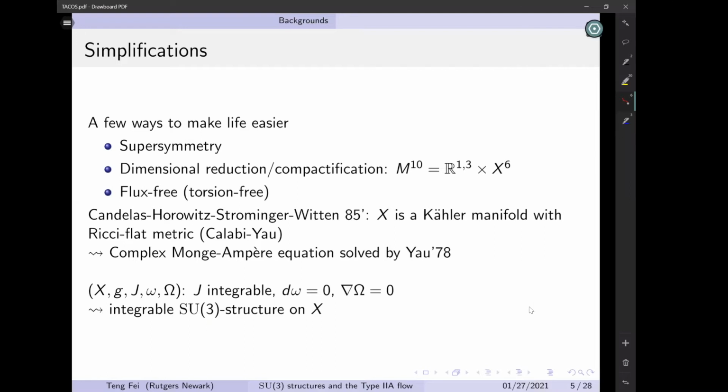Okay, so what we get is an integrable SU3 structure on X. This is the first example, I guess, also the simplest example of an SU3 structure arising from compactification of superstrings.